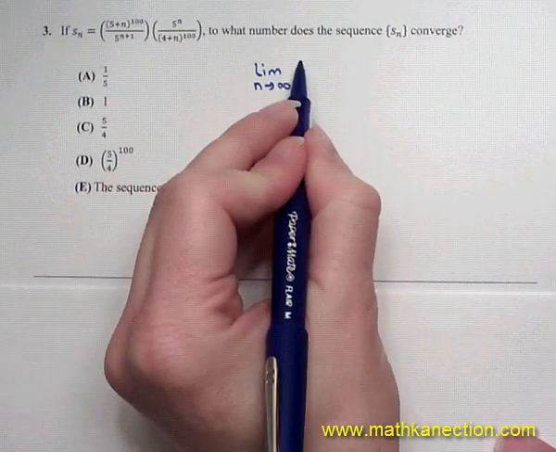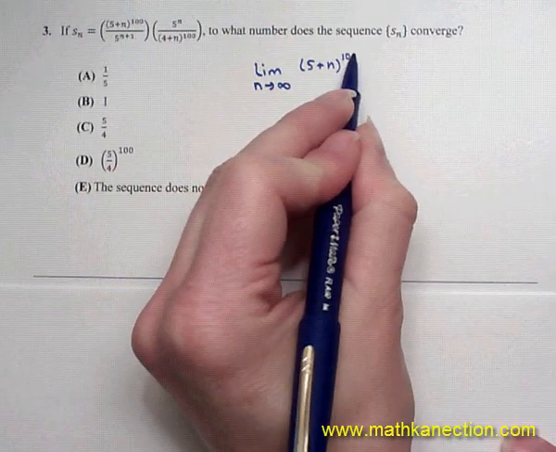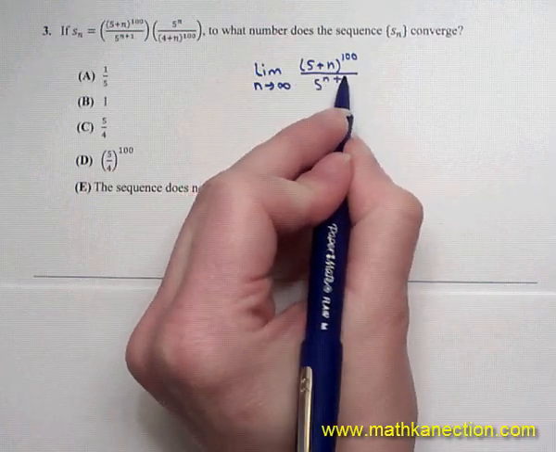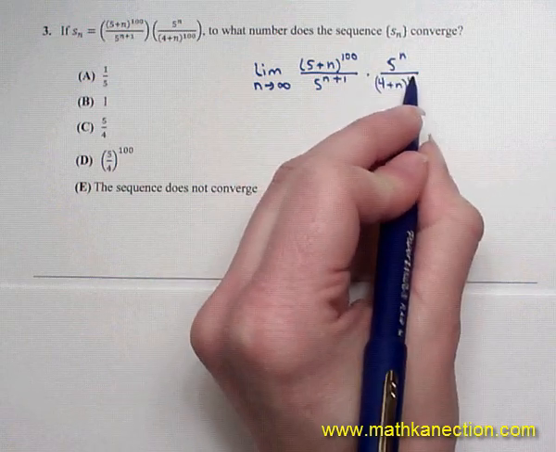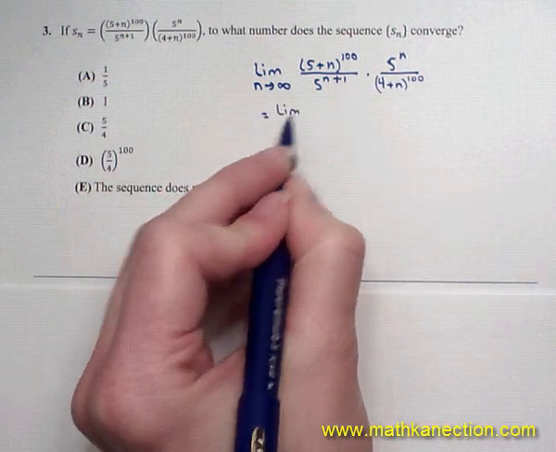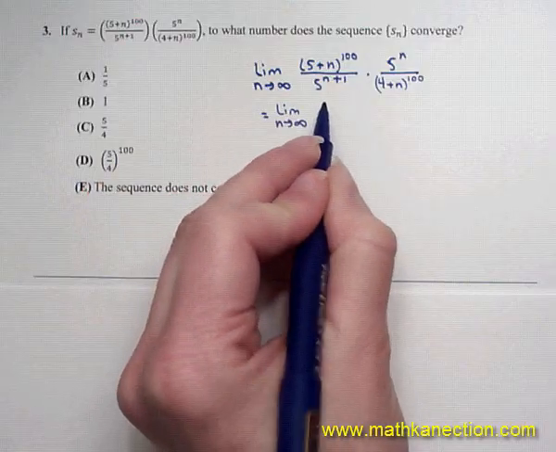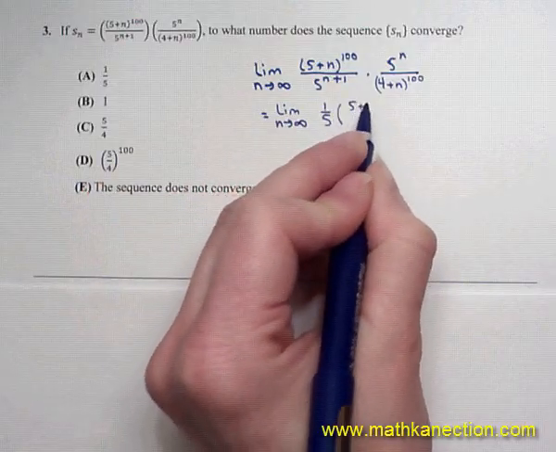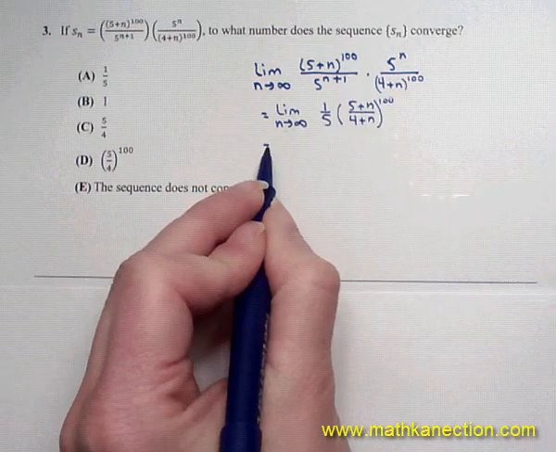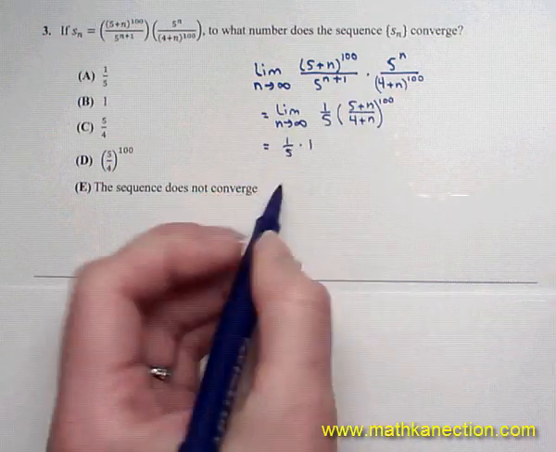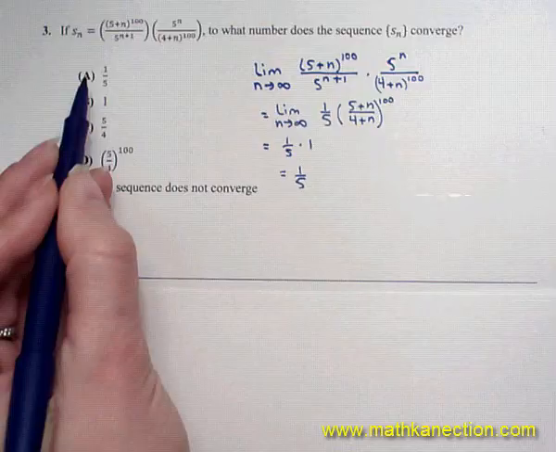To determine what number the sequence converges to, look at the limit as n goes to infinity of the sequence, which simplifying becomes limit as n goes to infinity of 1/5, and then (5 plus n over 4 plus n) all raised to the 100th. And that becomes 1 over 5 times 1, which is 1/5. Letter choice A.